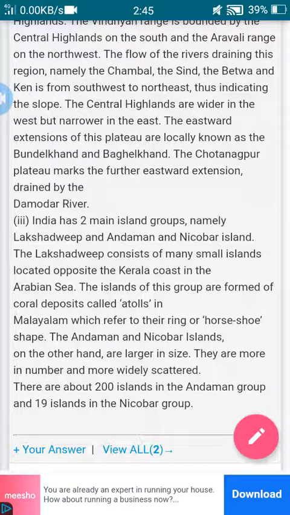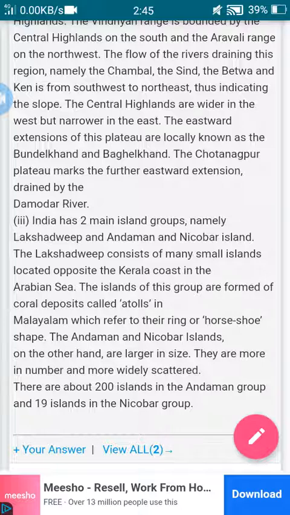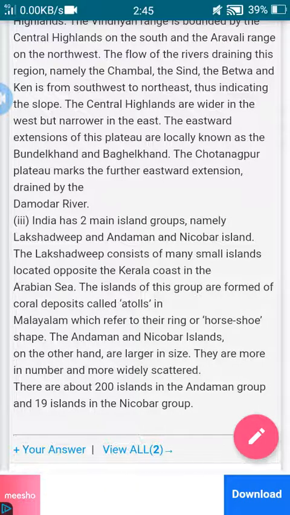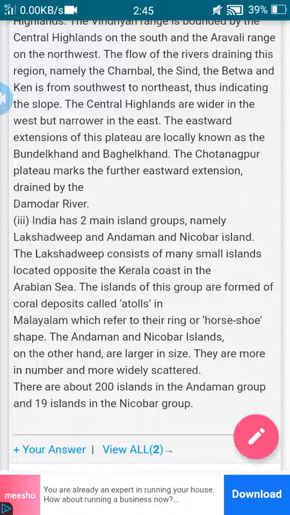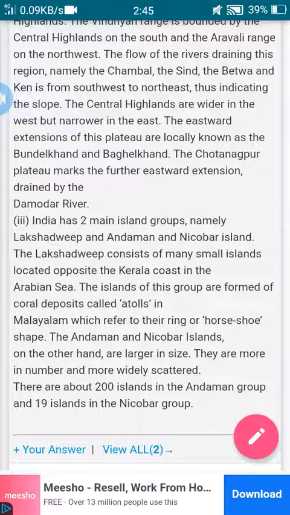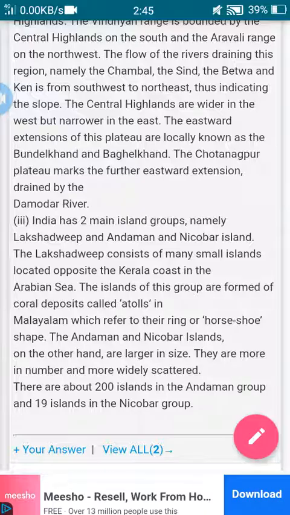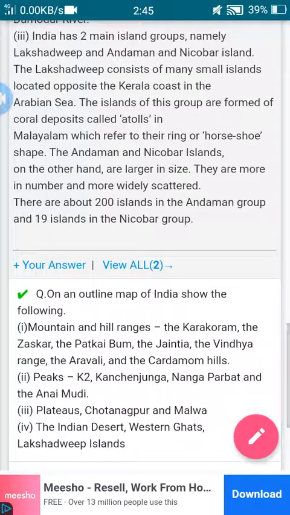The Andaman and Nicobar Islands, on the other hand, are larger in size. They are more in number and more widely scattered. There are about 200 islands in the Andaman group and 19 islands in the Nicobar group.